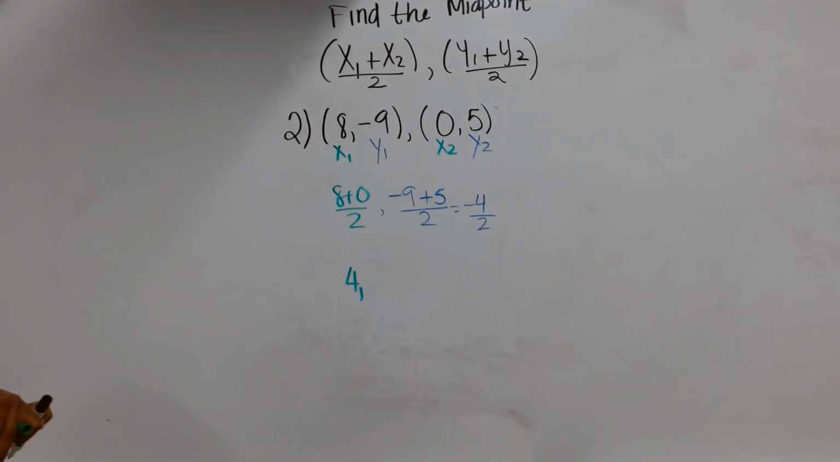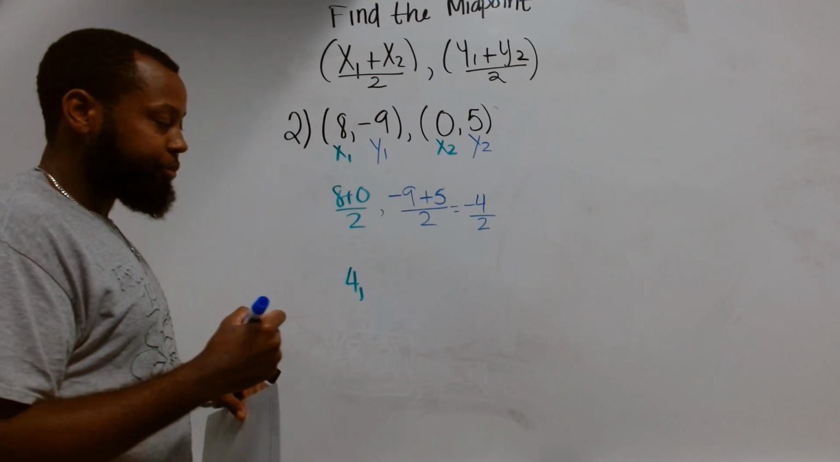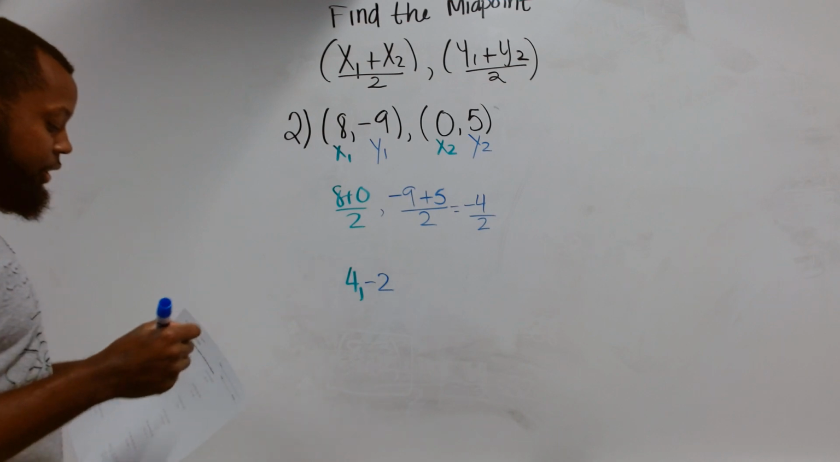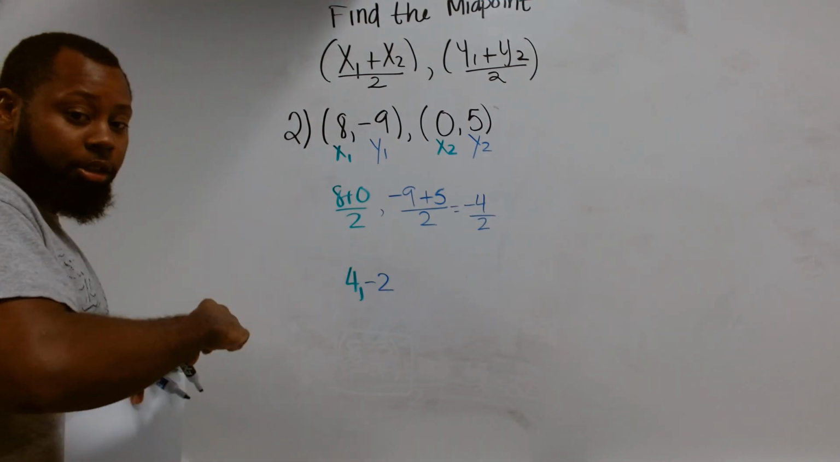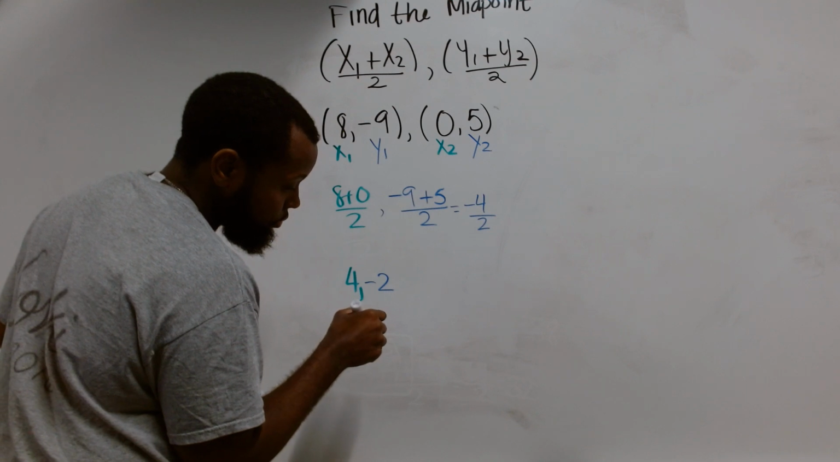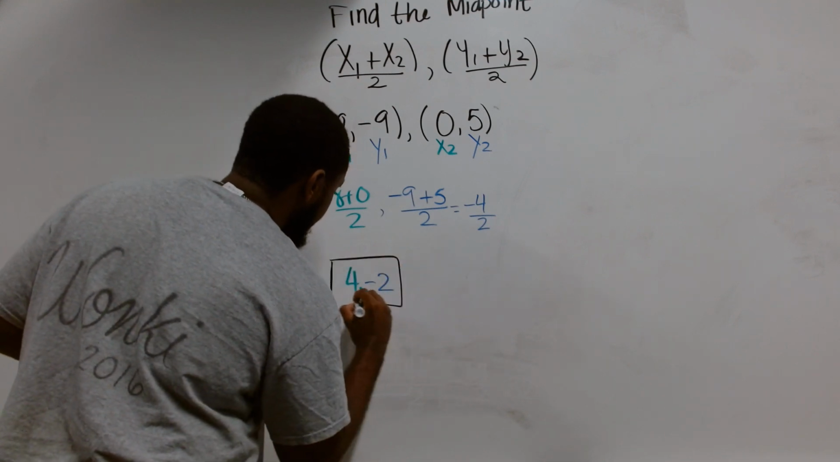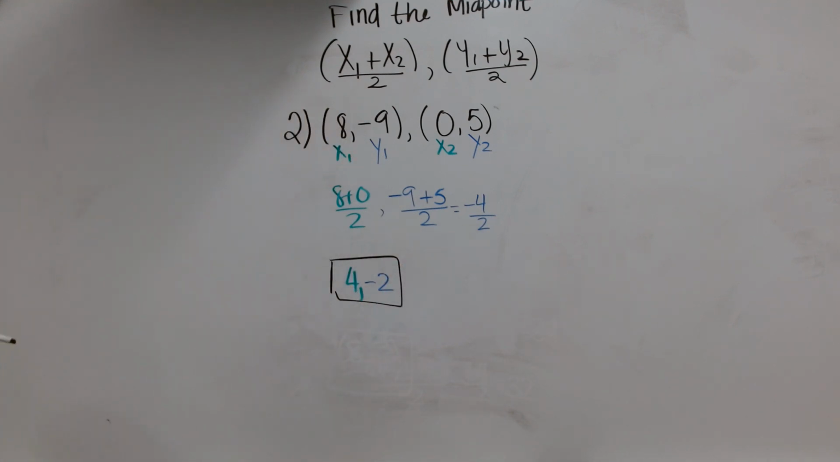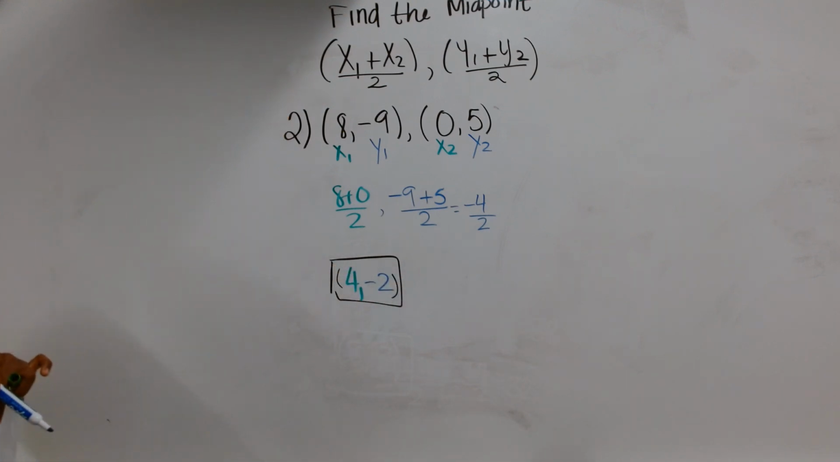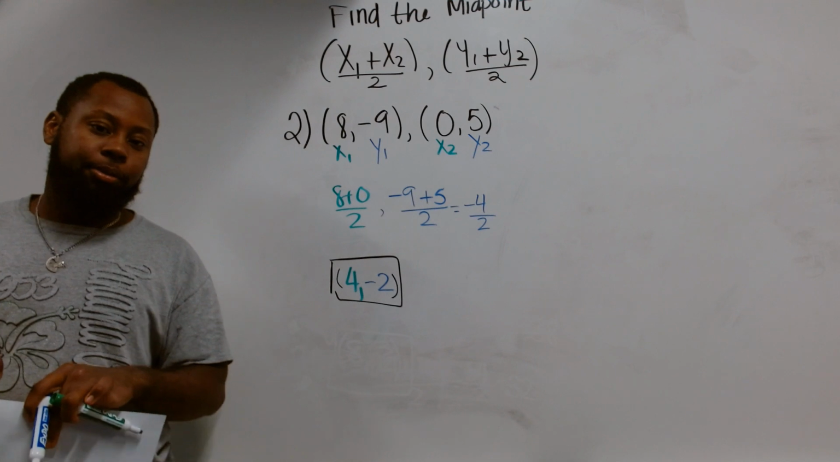Half of negative 4 is negative 2. That's your answer. So the midpoint is 4 comma negative 2. I'm going to put parentheses around it. There we go: (4, negative 2).